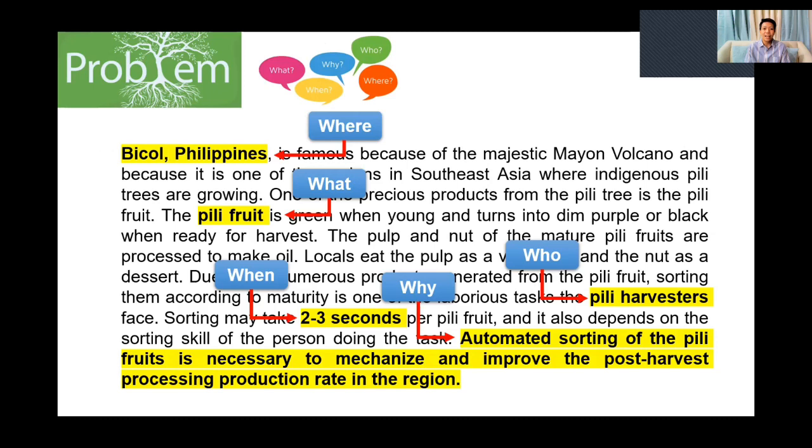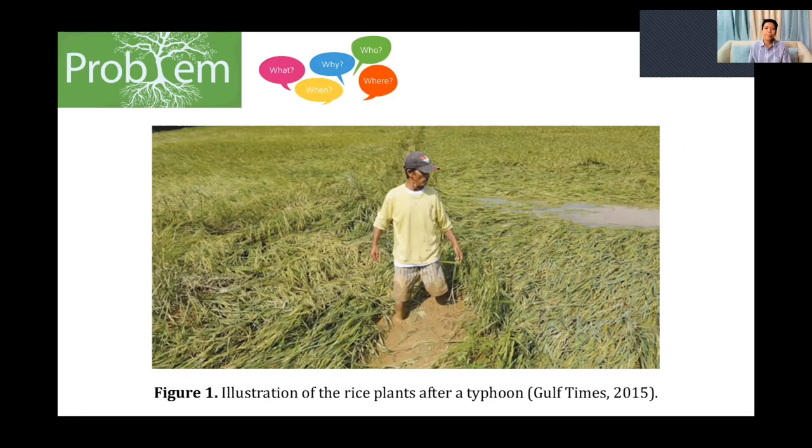So in summary, here are the locations of the 5 Ws on the statement of the problem. So you may pause the video if you want to check all the 5 Ws in this specific statement of the problem. So let me proceed to the next one.